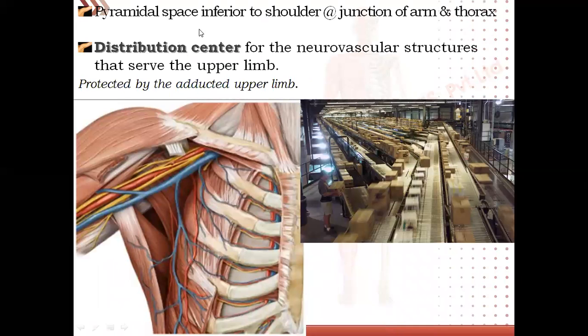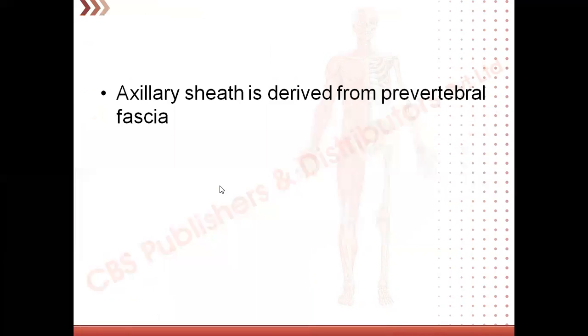The axilla is a pyramidal space inferior to the shoulder, seen at the junction of the arm and thorax. So this is the armpit. It is generally considered a distribution center for the nerves, which are shown in yellow color. The vascular structures are red and blue, the blood vessels that serve the upper limb. It is protected by the adducted upper limb.